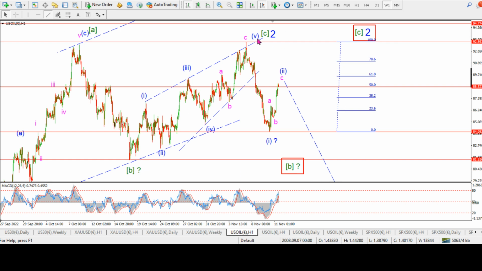Are we completed in wave 2, or are we just tracking wave B of 2? We'll see how that goes. That's going to be a running flat wave B of 2. Also, excuse me, I'm going to have to use something different than 2.